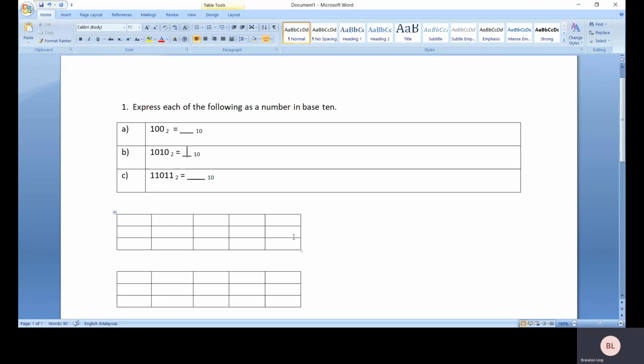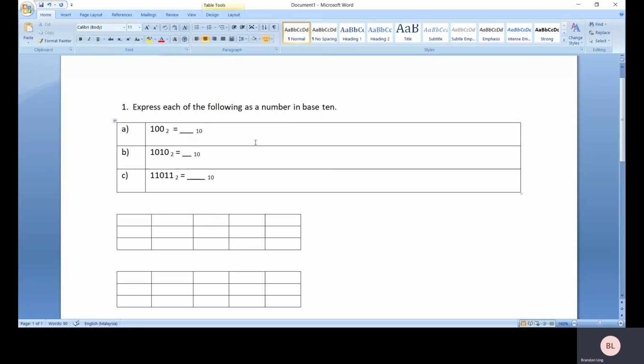Hello, this exercise will teach us how to convert numbers from different bases into base 10. So here we have question number 1A. Express each of the following as a number in base 10. So from 100 base 2 into a different number, which is base 10. So how do we convert that?